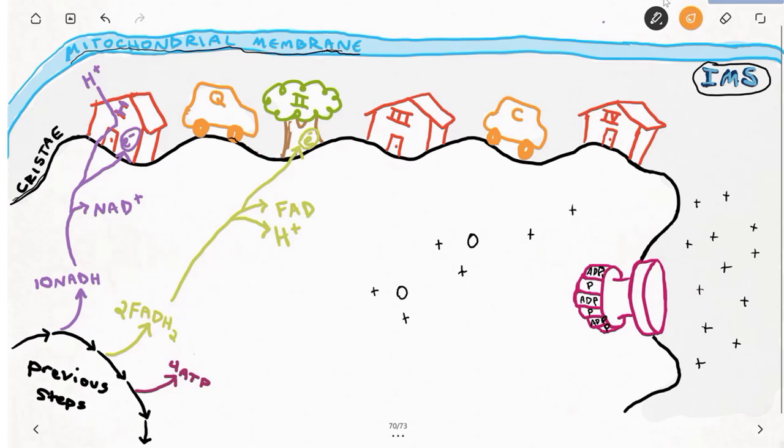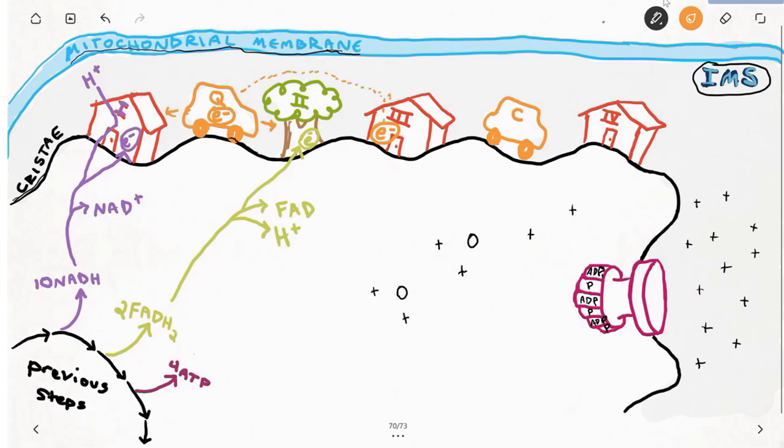Now, between this complex number 1 and complex number 2, you see this little car with a Q on it? That's coenzyme Q. I drew it as this little car because this coenzyme is mobile. So it drives back and forth between the tree, complex number 2, and the house, complex number 1, and it picks up all of those electrons that are hanging out in both of those complexes. And then it drives past complex number 2, past the tree, and takes all those electrons and dumps them out in complex number 3.